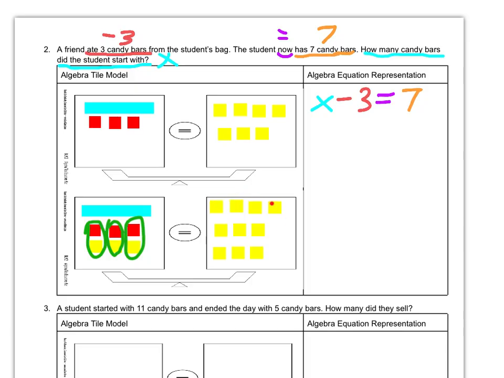So we had 7, I added 3 more. That means that our x is equal to 10. Algebraically, that looks like this. We added 3 to both sides. That's what we had to do. Because -3 plus 3 is 0, leaving just x on this left-hand side. 7 plus 3 more is equal to 10. So x is 10. 10 what? 10 candy bars.